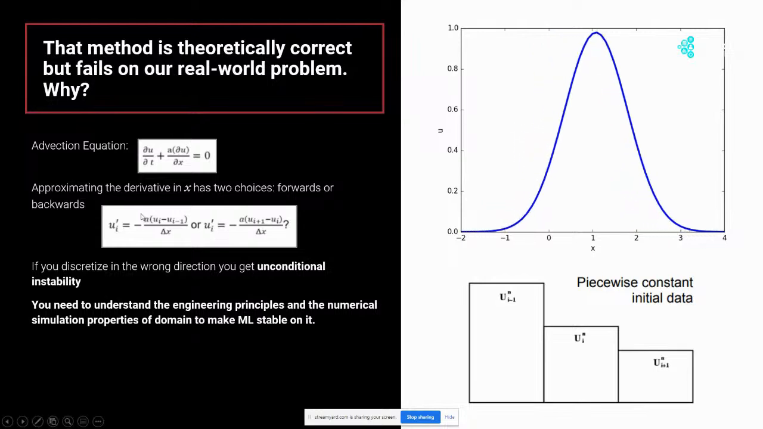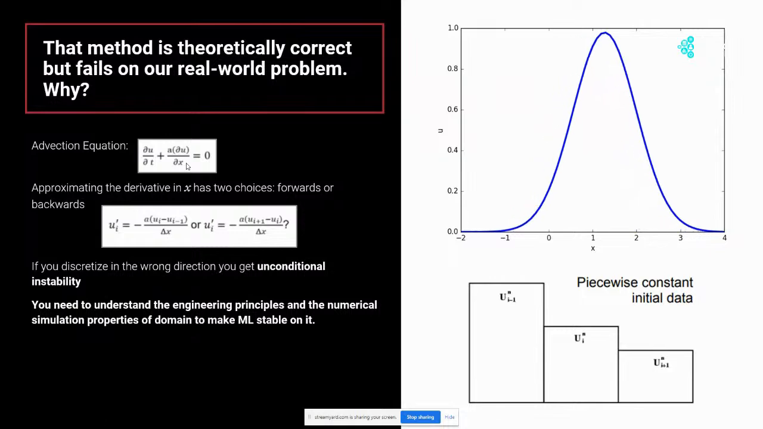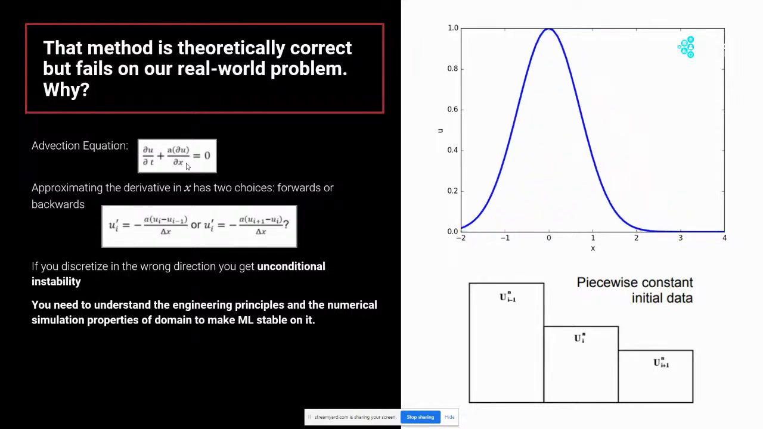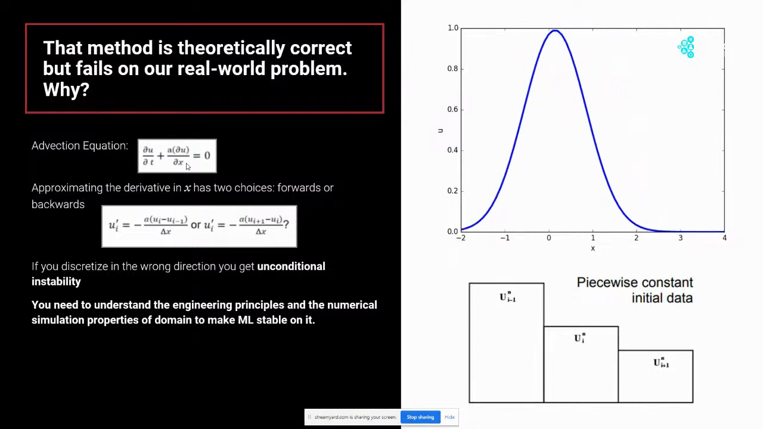So it turns out that, even though the first derivative can be defined as forwards minus here divided by delta x, or it can be defined as here minus backwards divided by delta x, only one of those is actually a stable way to solve this partial differential equation, right? So both are mathematically correct, but only one is numerically correct, because the other one will give you this unconditional instability and will diverge to infinity no matter what delta t or delta x you choose.